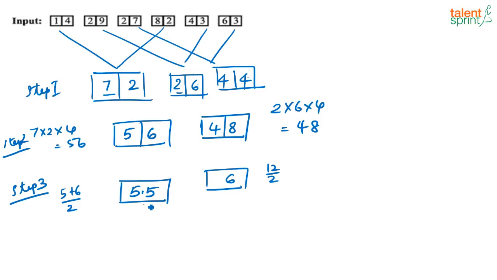Now last step is what? It is nothing but the sum of these two numbers. 6 plus 5.5, that is equal to 11.5. So these are the steps that are involved. This is step 4. Now let's look at the questions that follow.